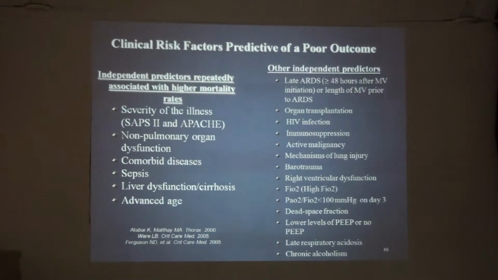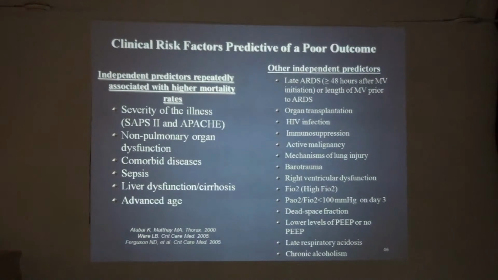Clinical risk factors predictive of poor outcome. Independent predictors repeatedly associated with higher mortality rate. That means severity of the illness, SAPS score and APACHE score high. Non-pulmonary organ dysfunction, comorbid disease, sepsis, liver dysfunction or cirrhosis, advanced age.